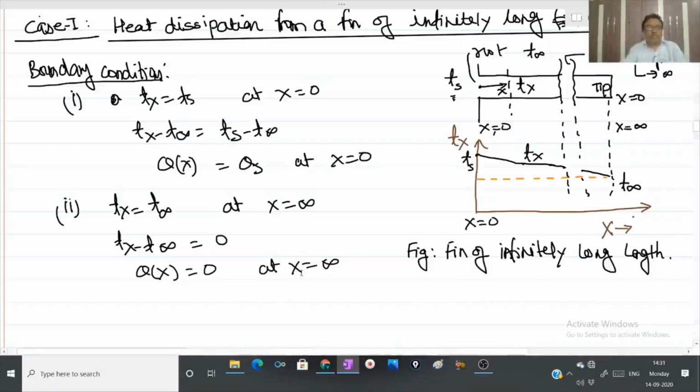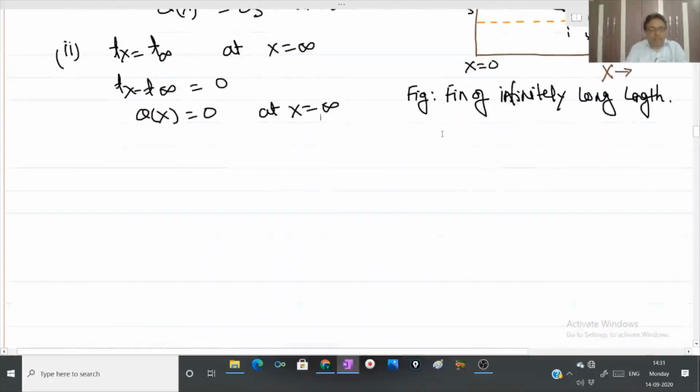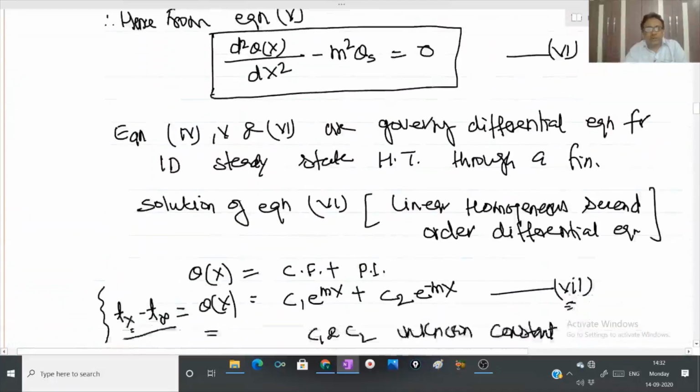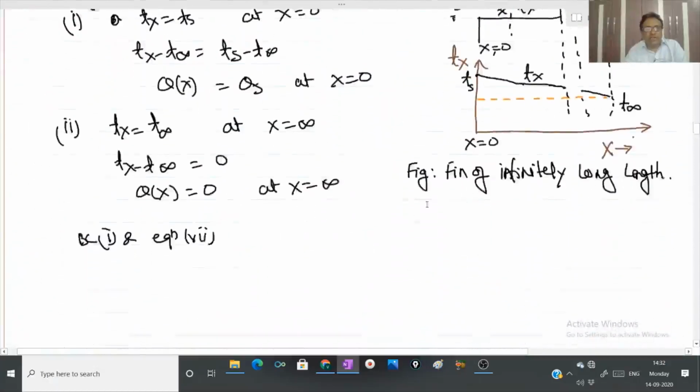Now let us put these two boundary conditions into equation number 7. So what will I get? Boundary condition 1 and equation 7: if I put x equal to 0 into equation 7, the left hand side theta x is equal to theta s at x equal to 0, and if I put x equal to 0 on the right hand side, how will it change?